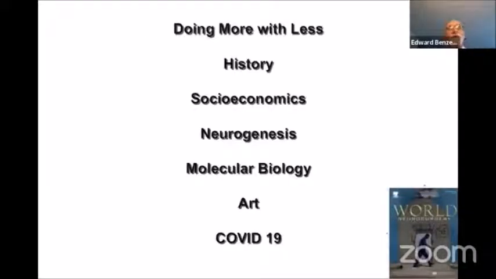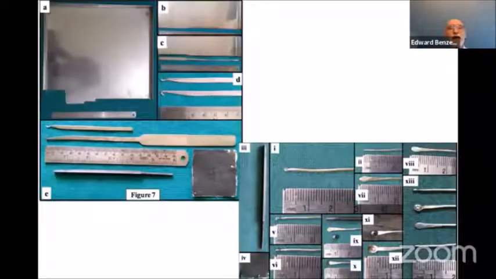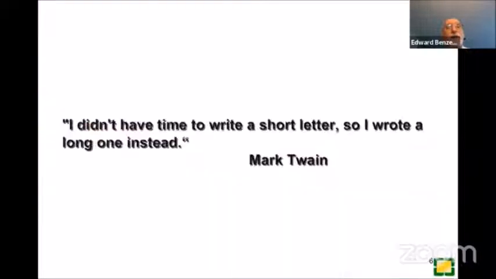All journals are not alike. World Neurosurgery has special sections like the ones listed here that are somewhat different than, say, Neurosurgery or a Journal of Neurosurgery. The one in particular, which caters to the international audience of neurosurgeons, is doing more with less. And I just show you an example of a very creative author who fashioned dissecting tools basically in his own shop at home.